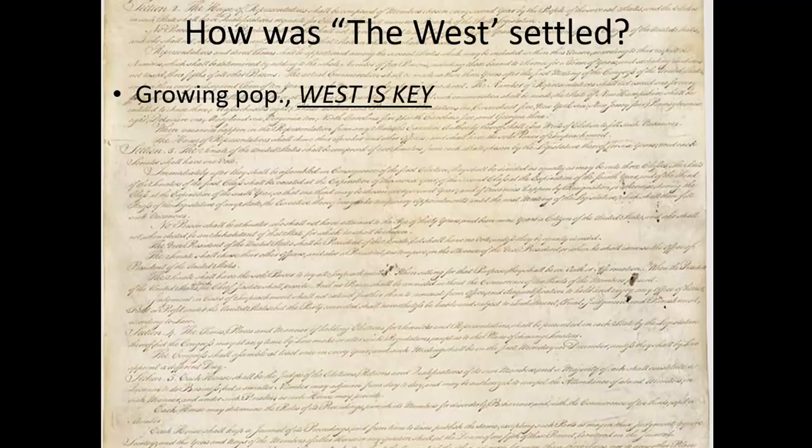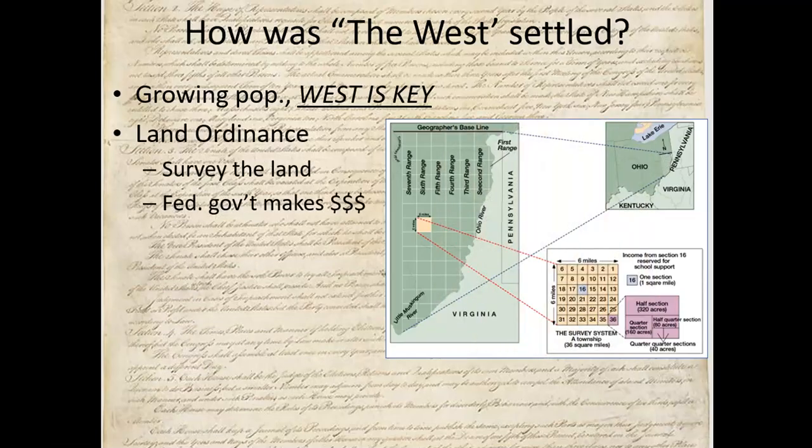Now, the problem is that the good, or quote unquote good, farmland is viewed to have been taken up in the East. And with a growing population, Western lands looked more and more enticing. Now, the Confederation Congress, which is the Congress under the government known as the Articles of Confederation, eventually responded with two of their most lasting contributions. We have the Land Ordinance and the Northwest Ordinance.